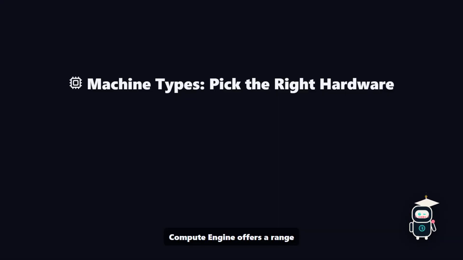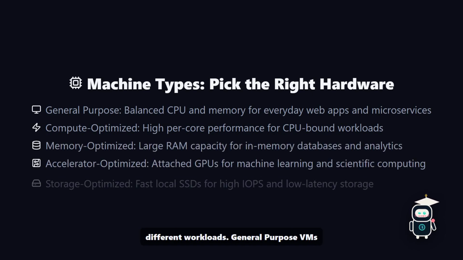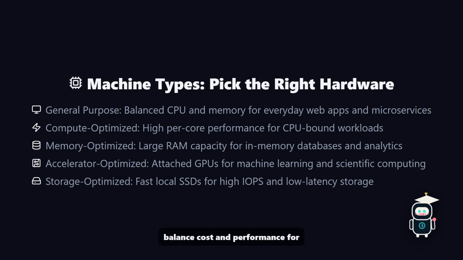Compute Engine offers a range of machine types tailored to different workloads. General-purpose VMs balance cost and performance for everyday web servers. Compute-optimized VMs deliver more CPU per core for demanding tasks. Memory-optimized VMs crank up the RAM for in-memory databases. Accelerator-optimized VMs let you attach GPUs for machine learning. And storage-optimized VMs provide fast local SSDs for analytics. The key: match the machine type to the workload and you'll avoid overpaying.